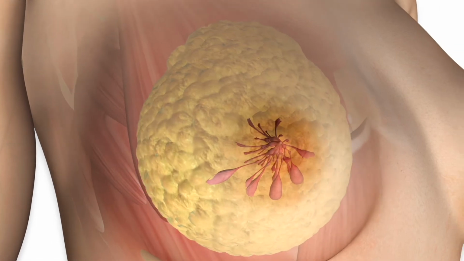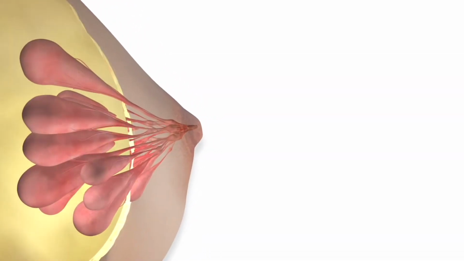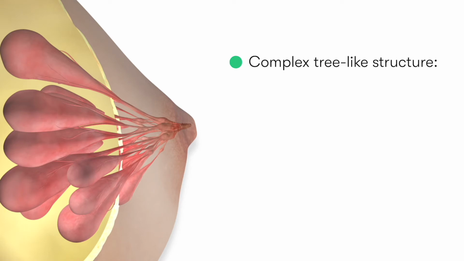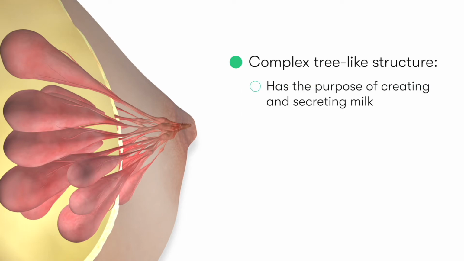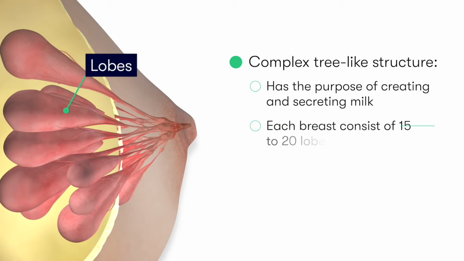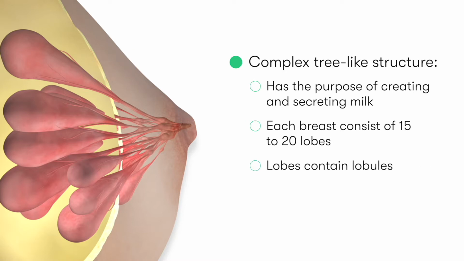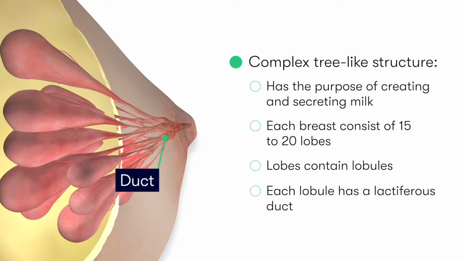As we can see, posterior to the nipple and the areola, the breast is composed of a complex tree-like structure, and this has the purpose of creating and secreting milk during lactation. The leaves of this tree-like structure are called lobes, and there are about 15 to 20 within each breast. In turn, each lobe contains lobules, which are made up of collections of milk-producing alveoli. Each lobule has its own lactiferous duct, and this is responsible for carrying the milk from the lobule to the nipple from where it can be released.